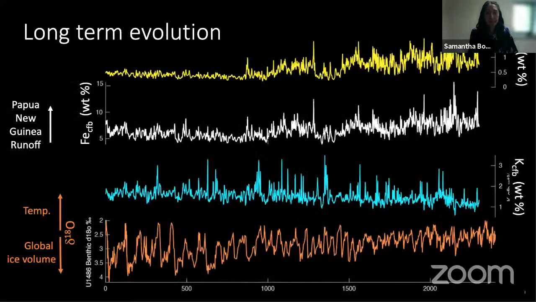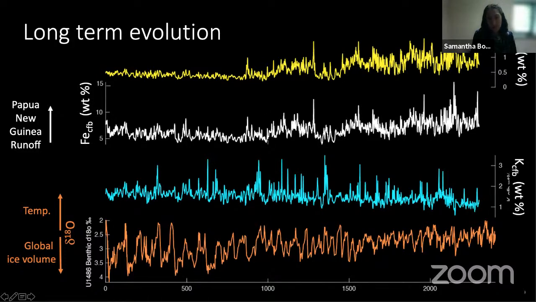All right, so we'll look now at our records of these terrigenous elements that we'll use to infer changes in rainfall over Papua New Guinea. We'll start by looking at the long-term record of these 3 elements. On the bottom, this is the benthic oxygen isotope record, just to orient you in terms of where we are in time and the general climatic setting. Then we have potassium here in blue, iron, and titanium. These are all shown on a carbonate-free basis to correct for the impact of dilution by biogenic carbonates.